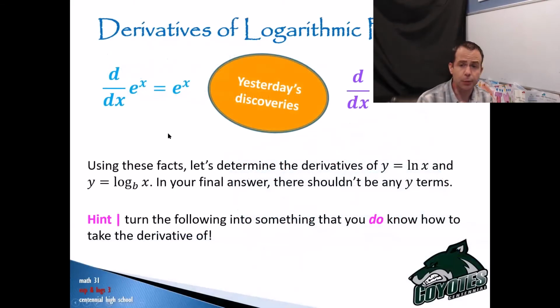Okay, so yesterday's discoveries were the following. We figured out that the derivative of e to the x is e to the x, and the derivative of b to the x is b to the x ln b. So we're going to use those to develop a couple for logs. Using these facts, let's determine the derivatives of y equals ln x and y equals log base b of x. In your final answer, there shouldn't be any y terms, and I'll show you how we handle that in a sec. So hint, turn the following into something that you do know how to take the derivative of.